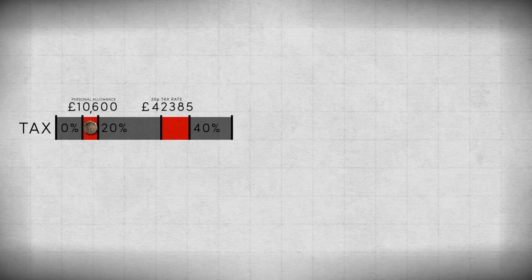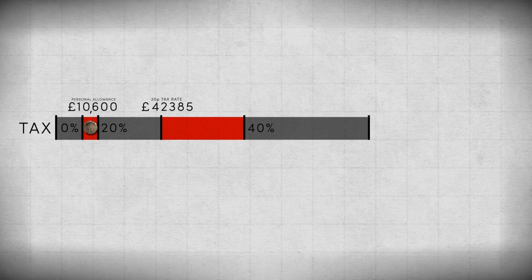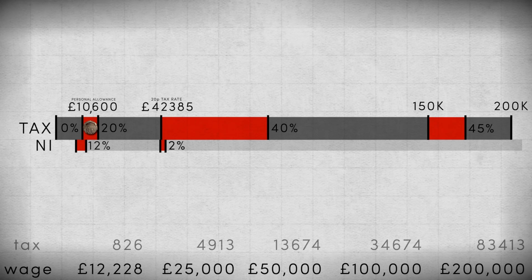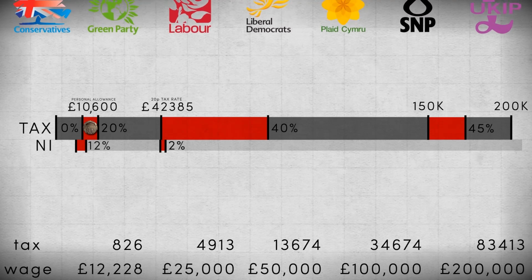Then it's 40% on the income earned after this up to £150,000, and 45% on any earnings after that. In addition, people contribute 12% of their £8,000 to £42,000 yearly income to national insurance, and 2% after that. So for the following wages, this is what you currently pay in tax. So how are the different parties proposing to change this?